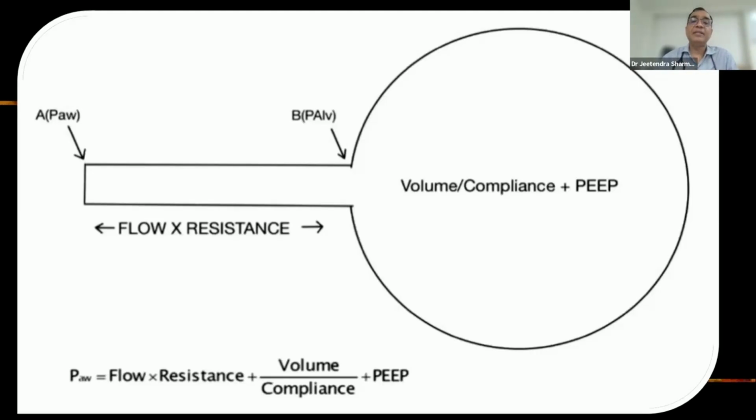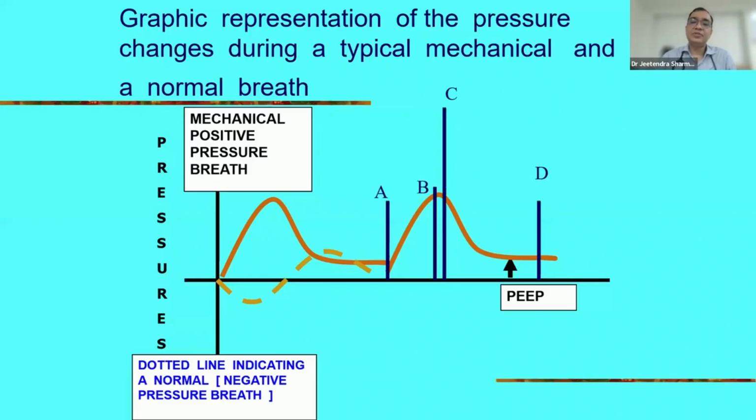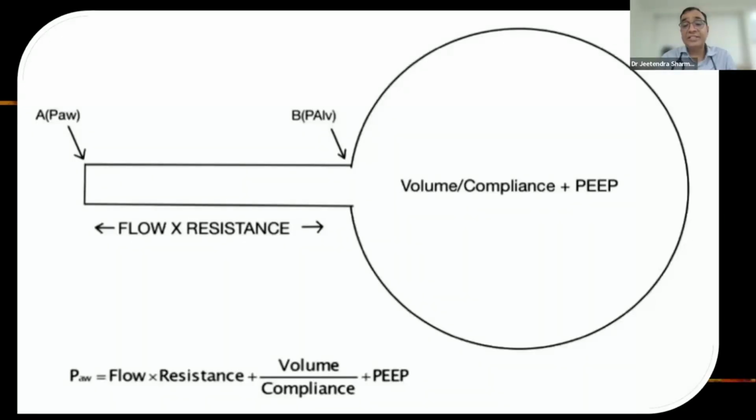And the second variable is volume and compliance. This structure is balloon-like. It is extendable. So these are the two things, and the clinical implication is this: whatever pressure is related to the initial part of this system, the resistance, determines your peak pressure. So that is the peak airway pressure.